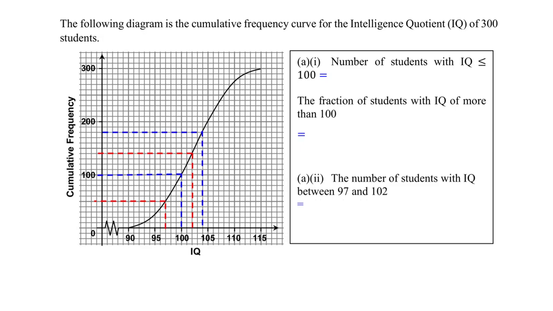Hello everyone, welcome to this video where we are given a diagram for the cumulative frequency curve for the IQ of 300 students. Okay, so I know the total number is 300.